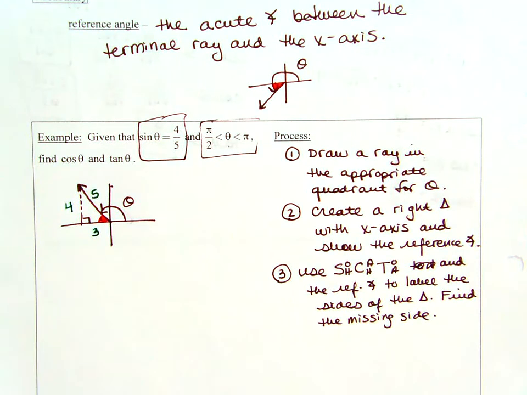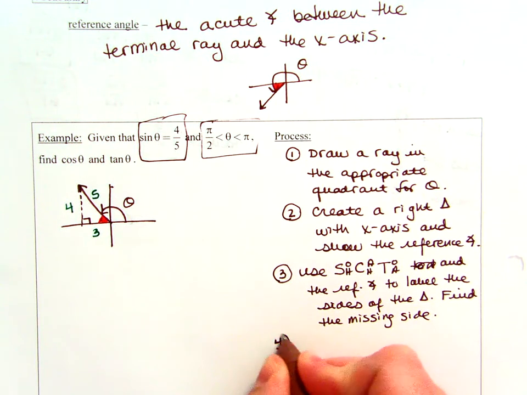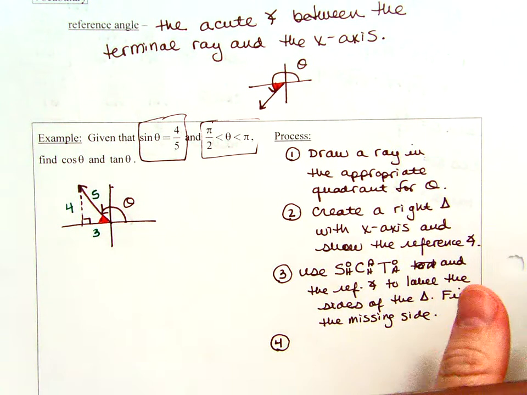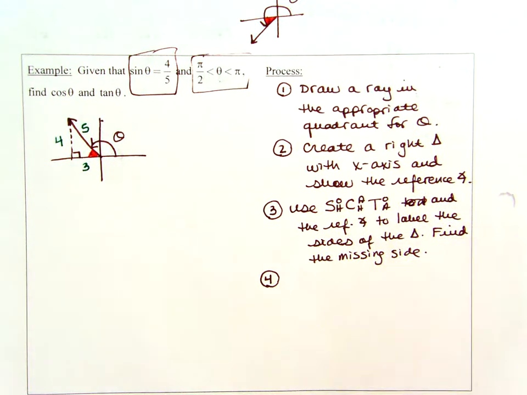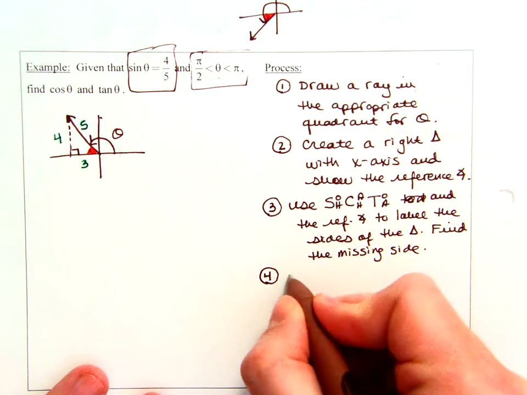But I'm not done. I want to find the cosine of theta and the tangent of theta, but it's not quite as easy as just doing adjacent over hypotenuse and opposite over adjacent. Here's where most people usually get stuck, by skipping this step. I'm then going to find the x, y coordinates of the point that's on the ray, paying very close attention to the signs, the positives and the negatives.